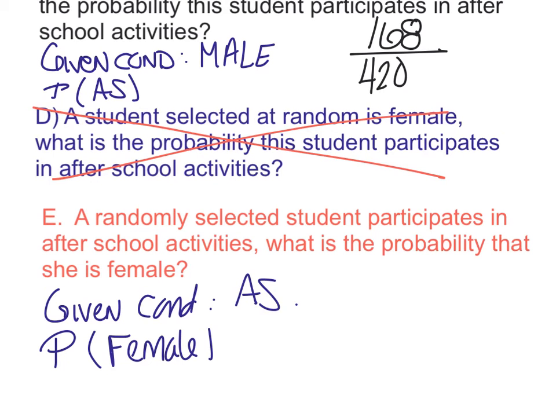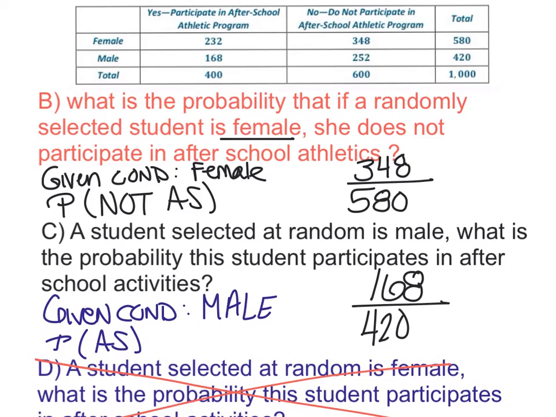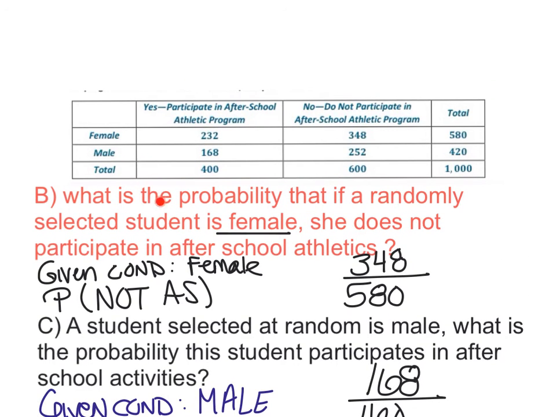So again, you're starting with the given condition. You have to be in after-school activities. So let me scroll back to my table. So this time I have to be in after-school activities, which means I'm only in this column, and my total in this column is 400. So I know my probability is out of 400. So now the question is, what is the probability you are female? So out of this column, the probability I'm female is 232 out of the 400.